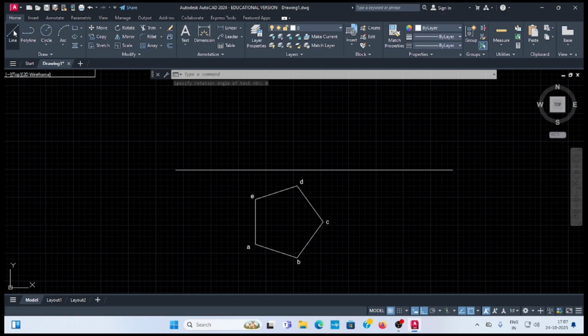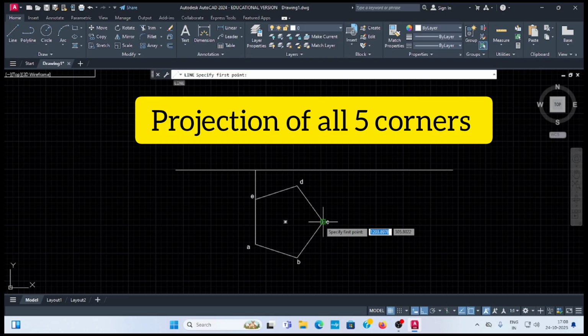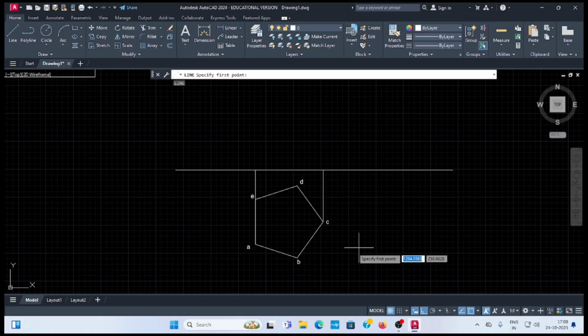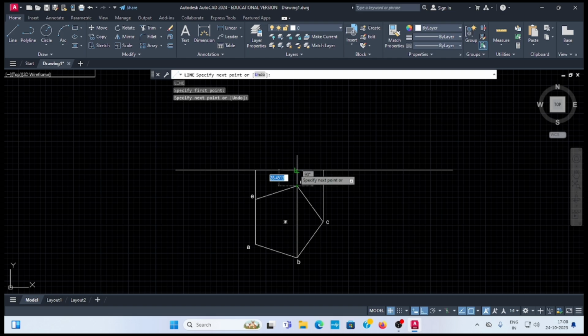Next, from A and E, these corners project up to the reference line, and C is projected up to the reference line, and B and D, these both corners project up to the reference line. Next, the center of the pentagon, keep it like this up to the reference.